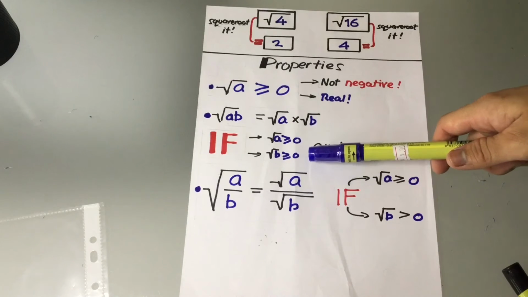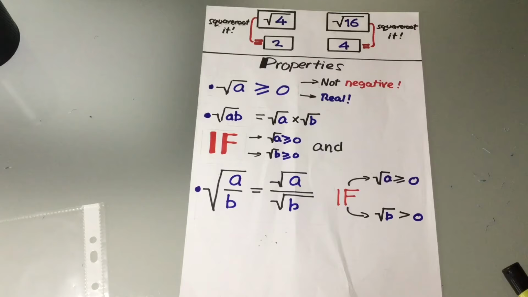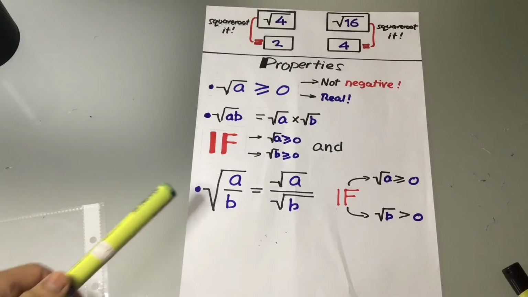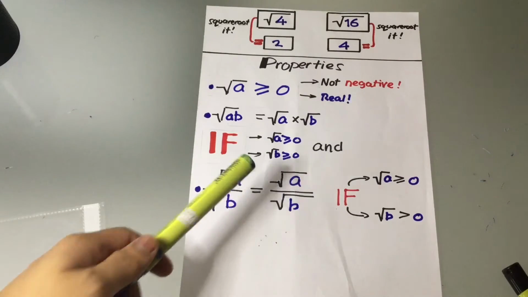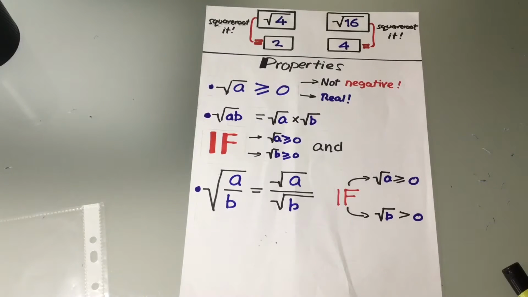Now the third part is if the square root has a division of a number a over the number b. Now you can divide them into their own square roots. They can have their own square roots, and that's also if square root a is bigger than or equal to 0, and if square root b is bigger than 0. It cannot even be 0. Otherwise, when you do that, you'll have a math error on your calculator, which I'm going to explain later on in a few moments.